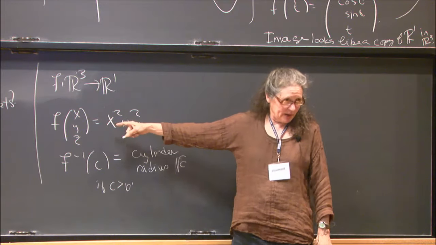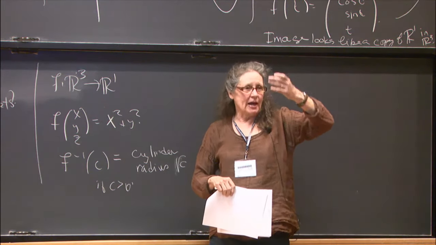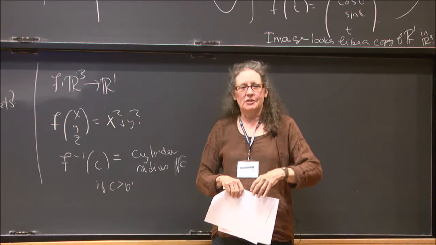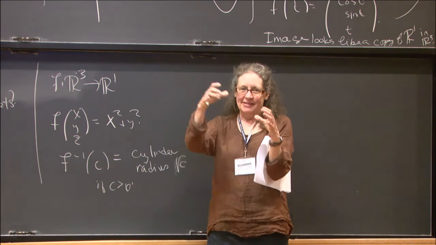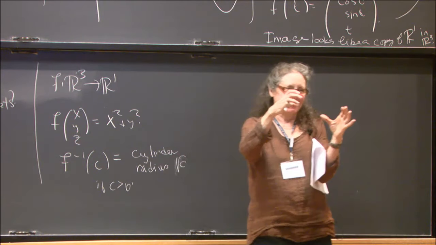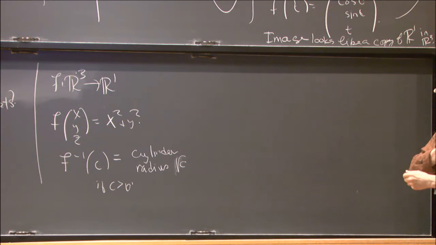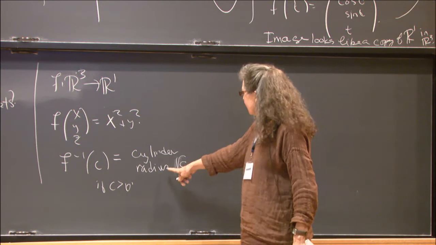Everybody clear on what this is? Why this is a cylinder? This is R squared, right? R squared is the distance from the z-axis. So saying that the distance from the z-axis is C is saying, taking all the points that are the same distance from the z-axis. So it's a cylinder of radius root C.